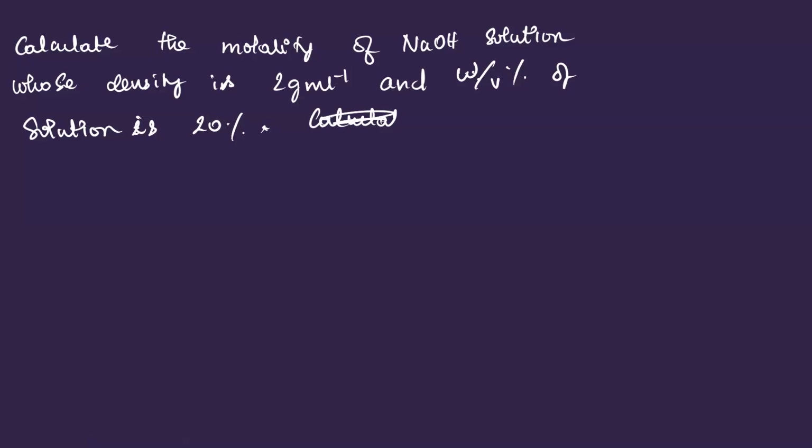Weight by volume percentage, the number 20% that is 20 by 100, where 20 is the weight of solute and 100 is the volume of solution. Total mass of NaOH. Molar mass of NaOH, the weight of 1 mole of NaOH. Sodium's molar mass is 23. Oxygen 16. Hydrogen.